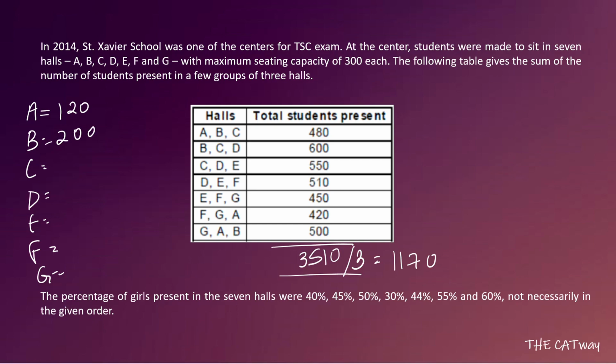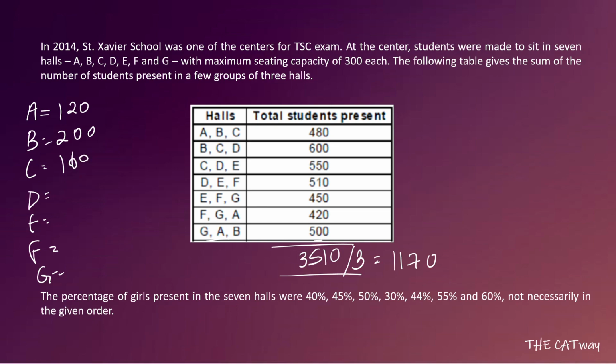Coming to C, we need DEF, which is 510, and we need GAB, which is 500. So 1010. So 1010, we will be left with 160. Okay, so we have 160.